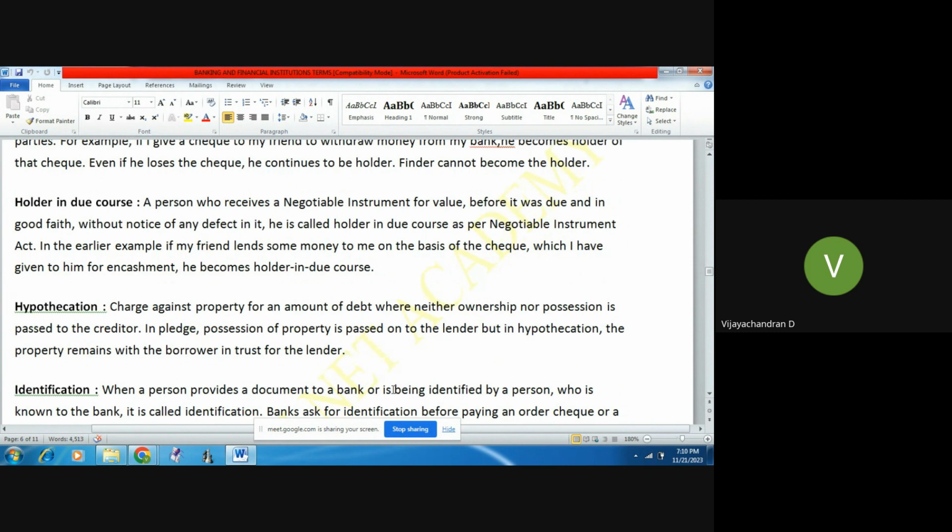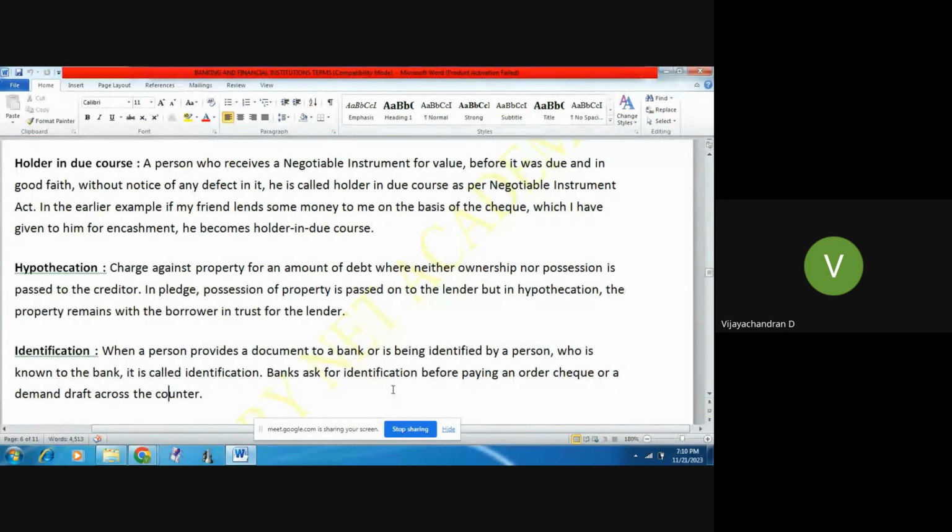Hypothecation: three things, pledge, mortgage, hypothecation. What is the difference between pledge, mortgage and hypothecation? Can you say the difference between them?